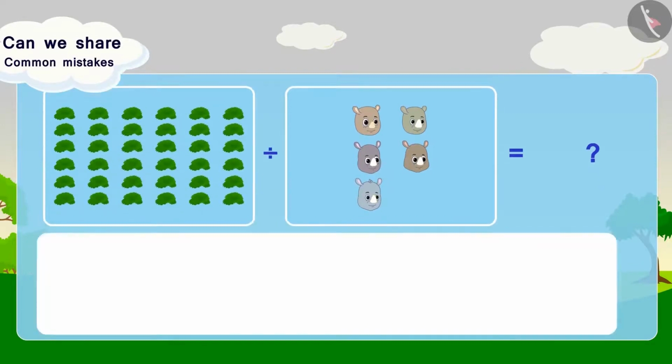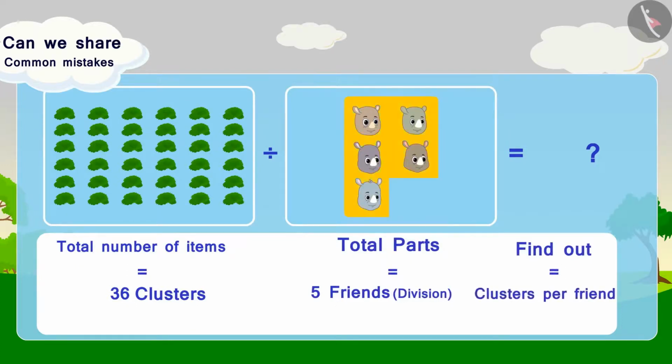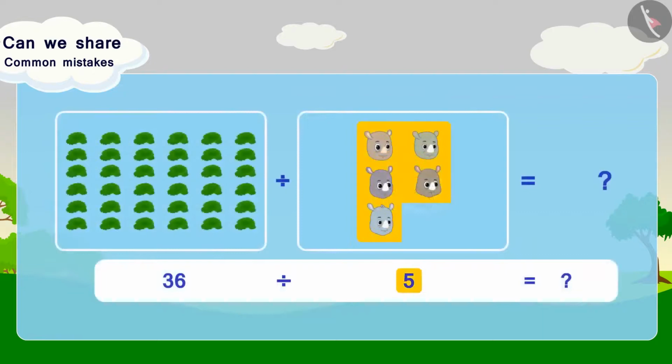In this option, we see that total number of items equals 36 clusters. Total parts equals 5 friends. We have to find out how many clusters there are per friend, per part. But what will poor Gaggu eat?